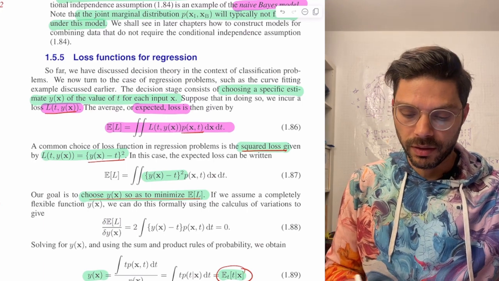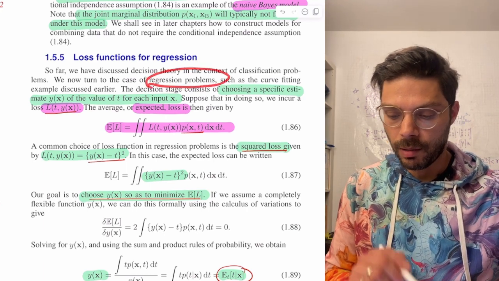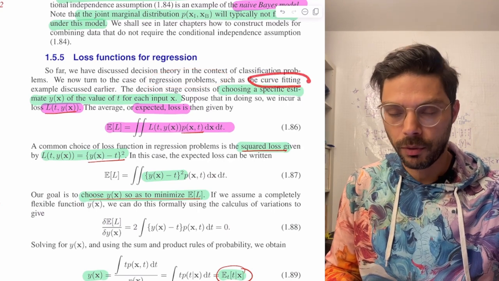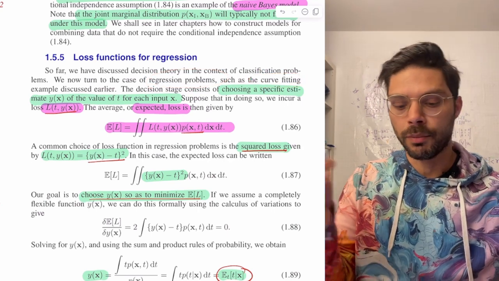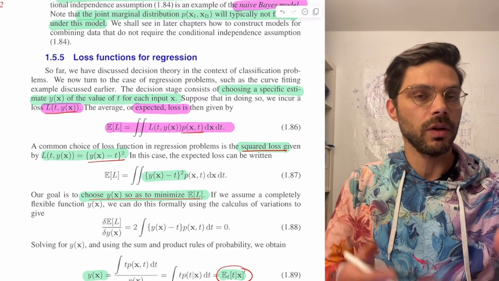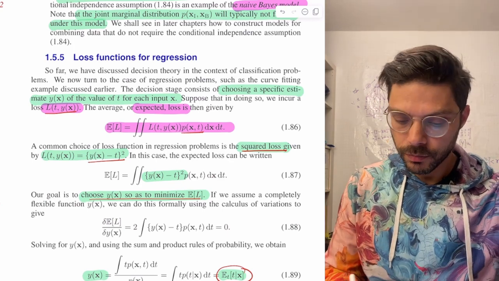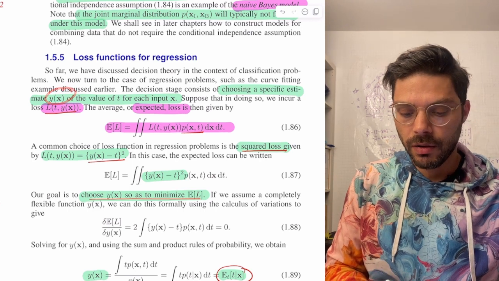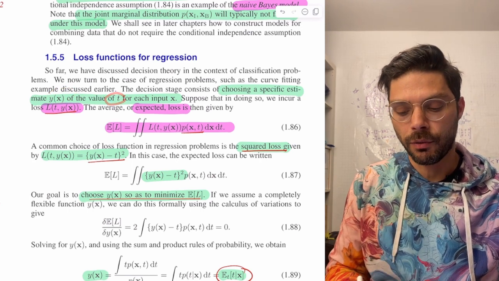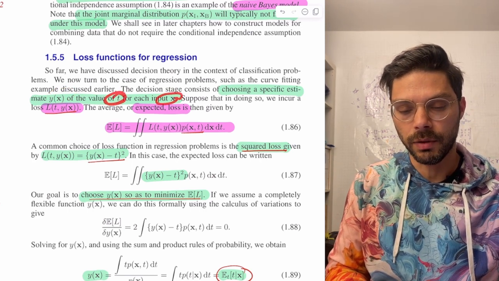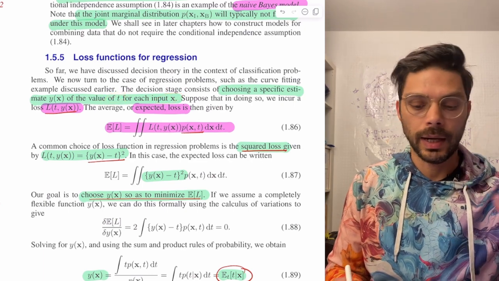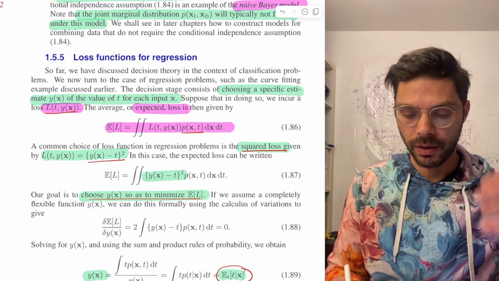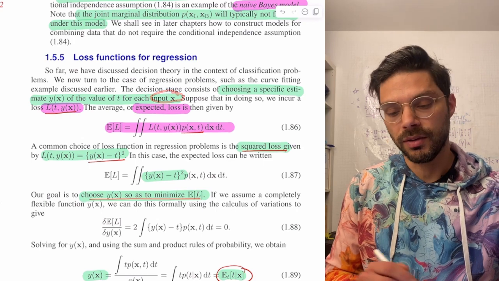Let's talk about the setting we're in. We're talking about regression problems, so curve fitting, for example. Again, data to, let's say, temperature readings, and you have some predictors. What's the temperature going to be? And the game is going to be producing an estimate y of x of the value of t for each input x. So again, this is going to be, for example, the temperature, or the value of the stock the next day.